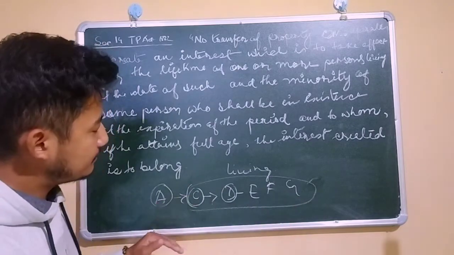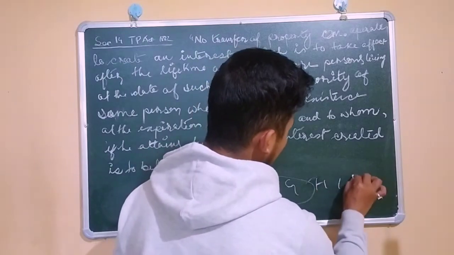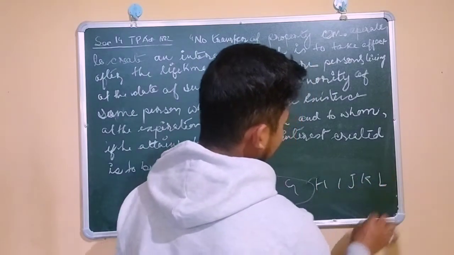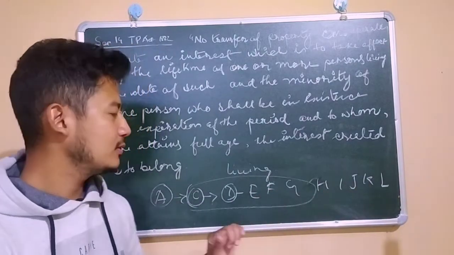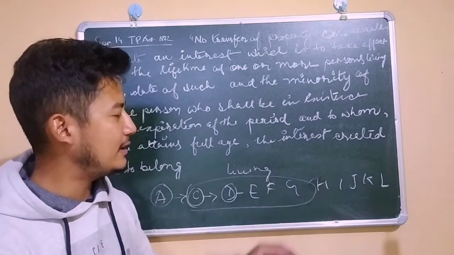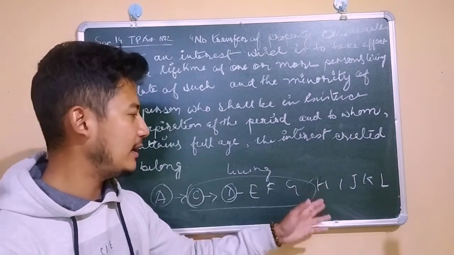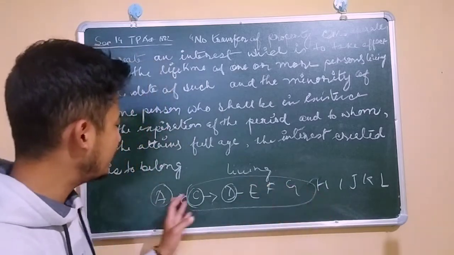But let's suppose H, I, J, K, L. These persons haven't been born yet. So he cannot say that after the death of G the property will be enjoyed by H, and after the death of H it will be enjoyed by I, and like this. He cannot say that. Till here only he can bind the property.